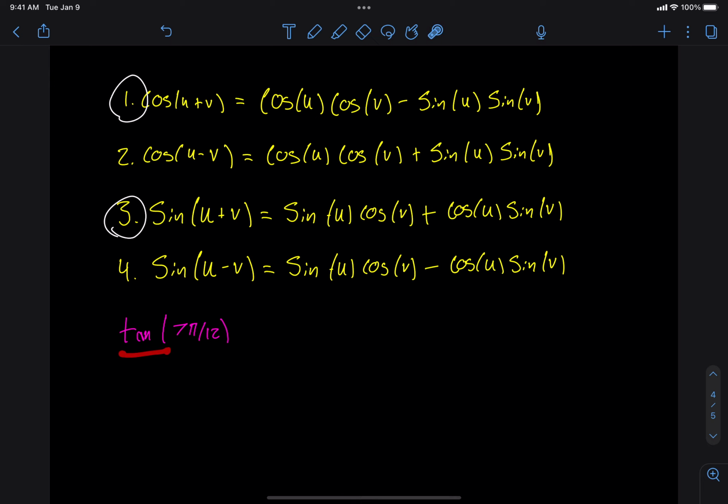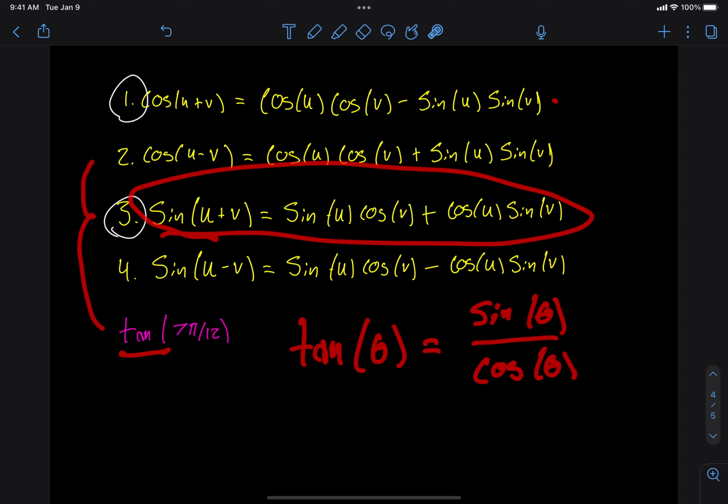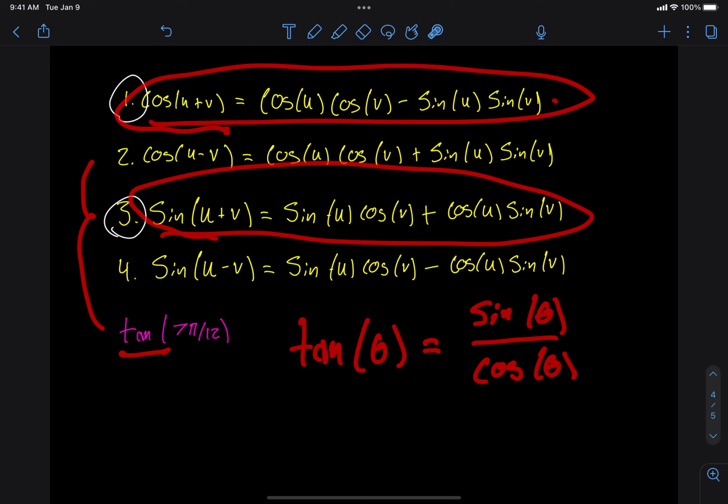for tangent, you know an identity which relates tangent to sine and cosine. What is it? Tangent of theta is equal to what? Sine of theta over cosine of theta. Okay? So, if you know how to do sine of 7 pi over 12 using, which one? This identity, and you know how to do cosine of 7 pi over 12 using this identity, then you're going to get where you need to go.